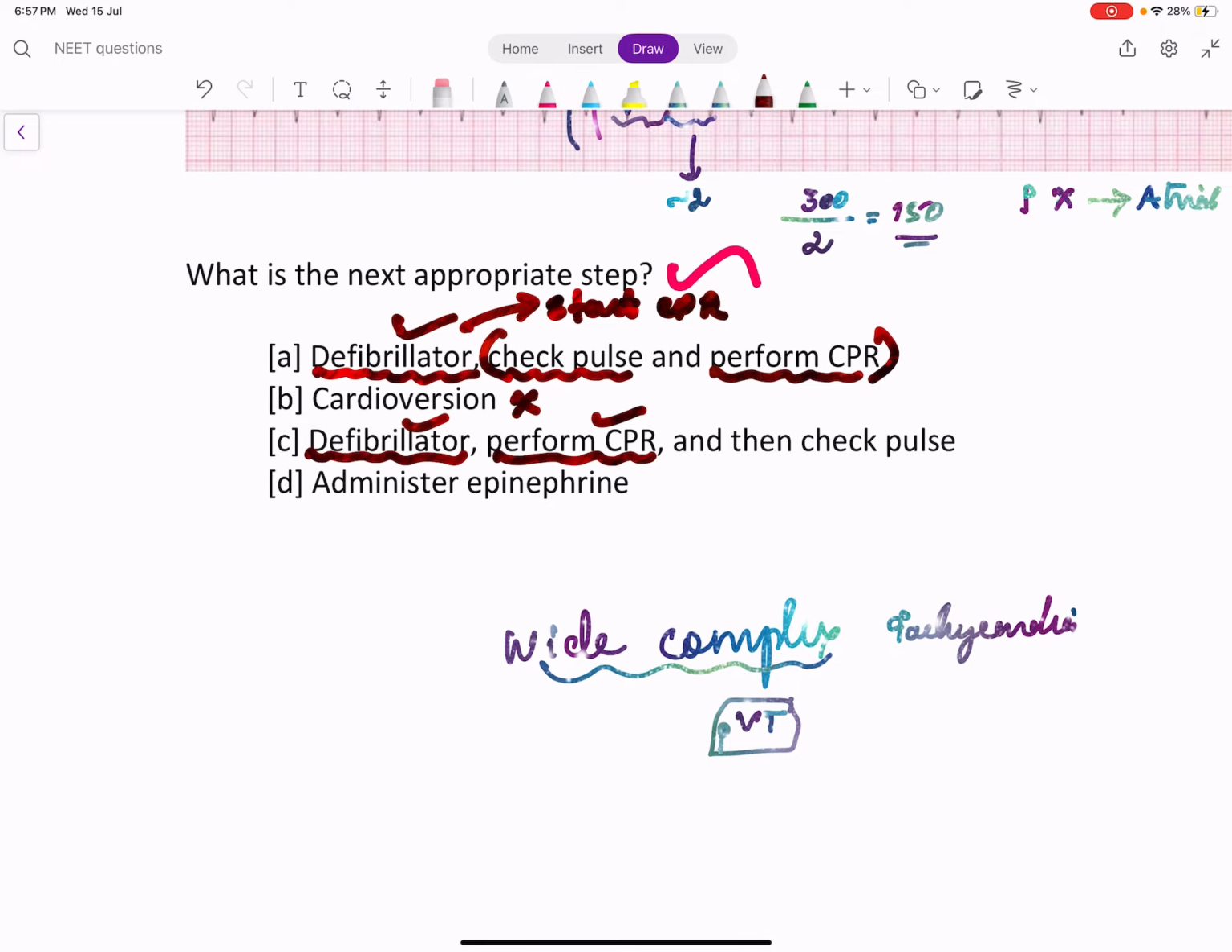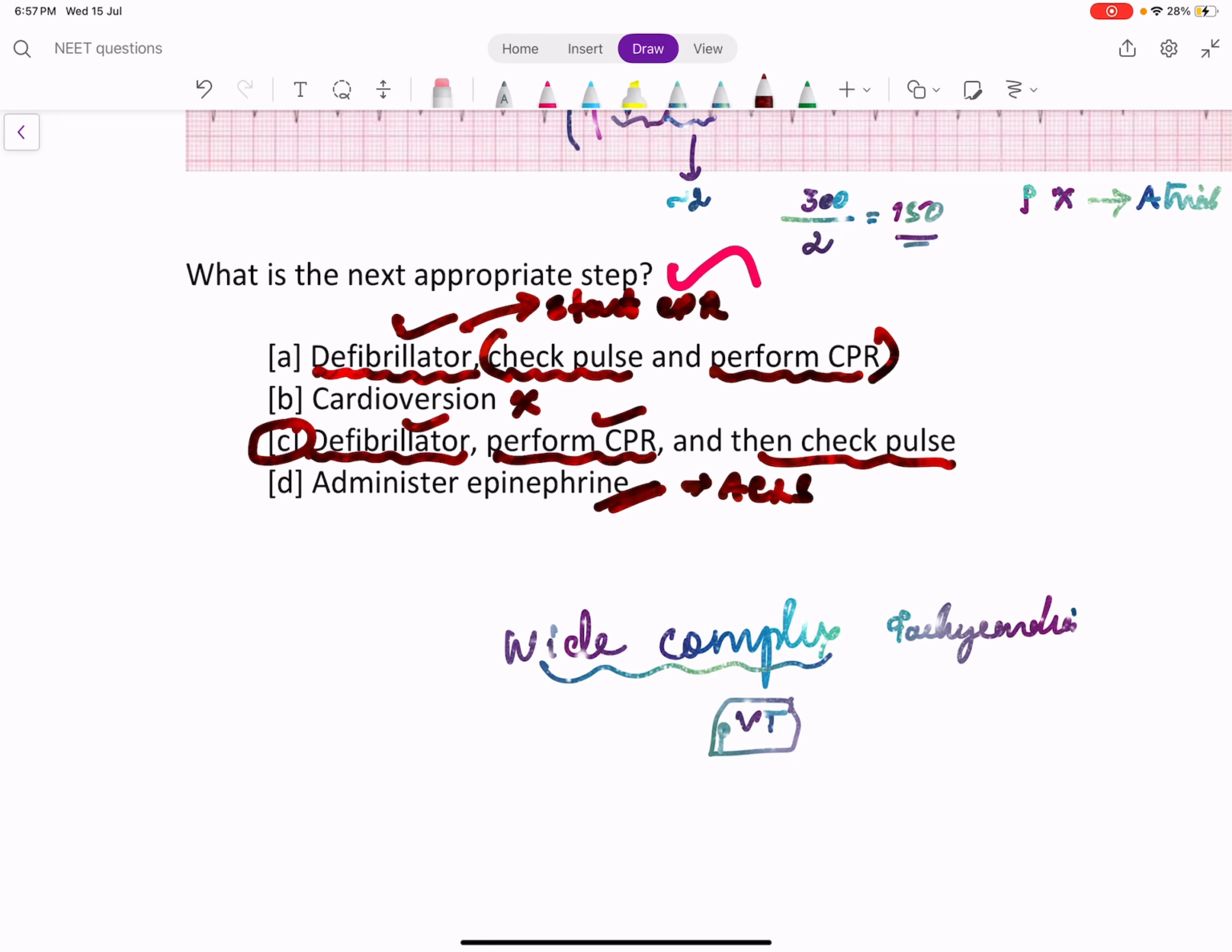That's what we told. Give the shock, start CPR immediately, and then only you should check pulse. So C seems appropriate. D is administer epinephrine. Of course, this is also a step in your adult cardiac life support. Shock, CPR, giving adrenaline. That's how the sequence goes.